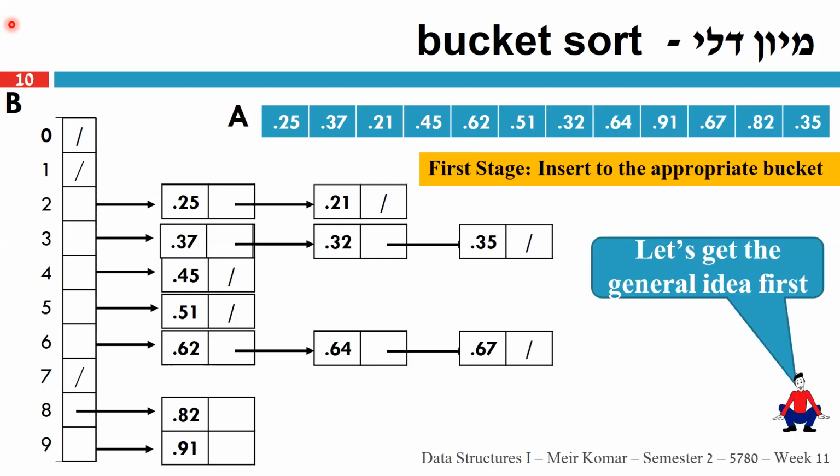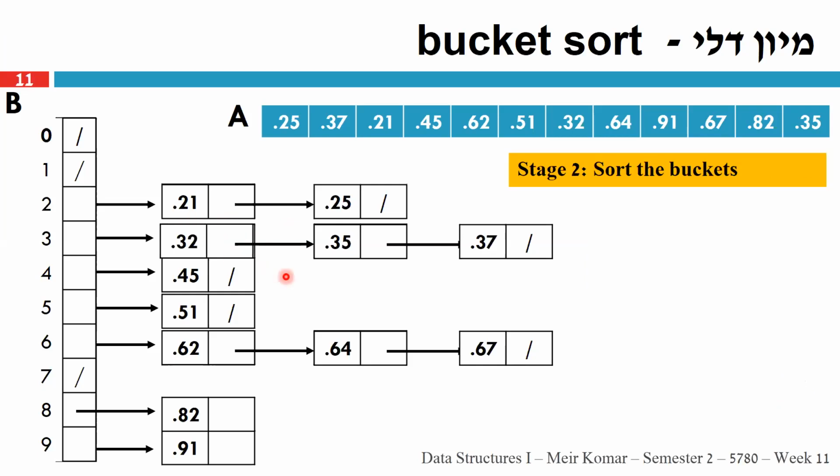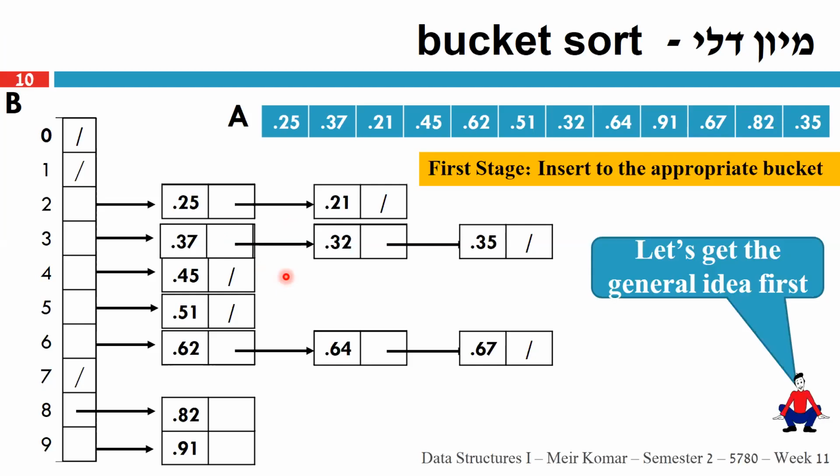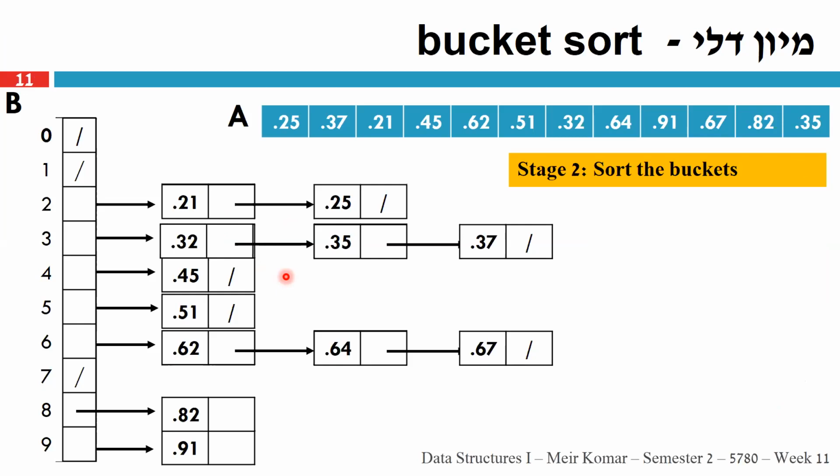Take a look again at list number 2 and list number 3. Look at them. We sort each list. We sort the buckets. How? In a minute. We're sorting them. I've sorted them now. What's stage 3?